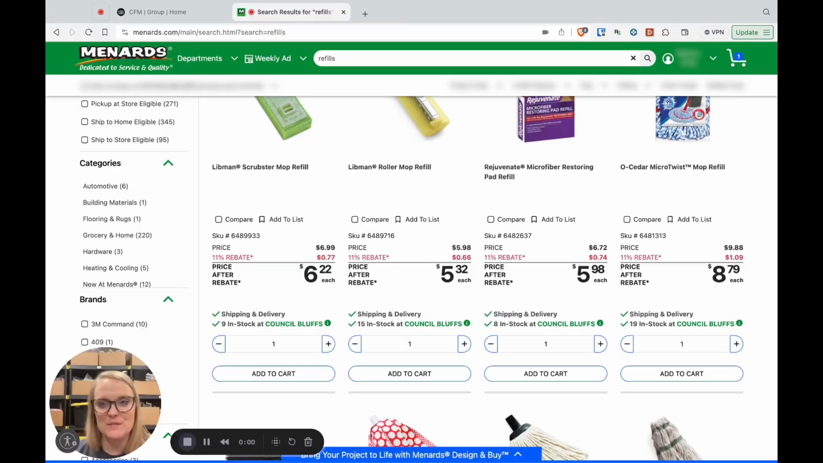So it's something I tend to look at when I am looking at a store website, and I'm going to show you what that looks like. Okay, we are looking at my favorite store, Menards. I have searched refills here. And don't make it too complicated. Maybe that's the first thing I should say. Don't make it so complicated.